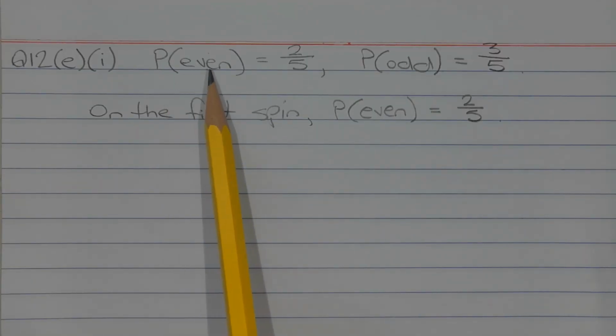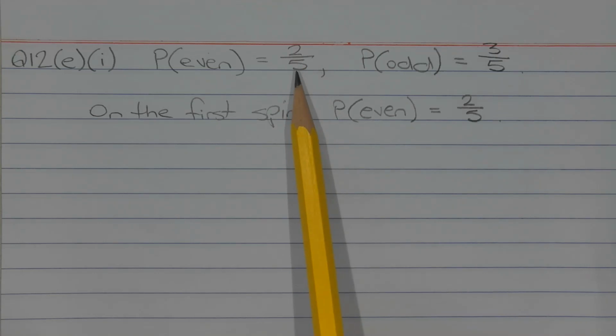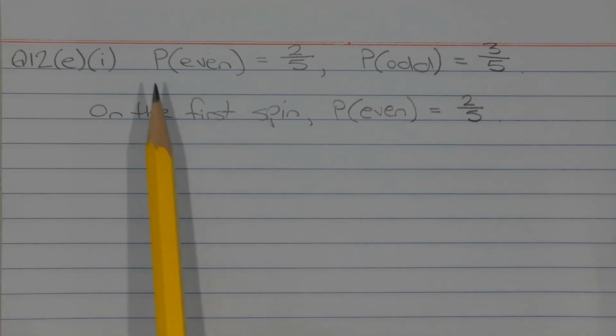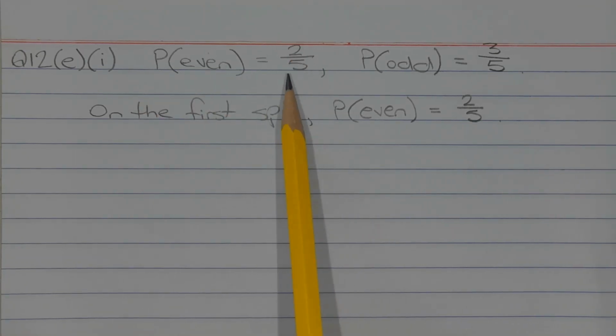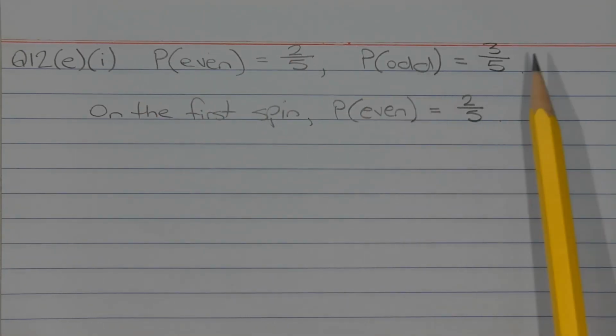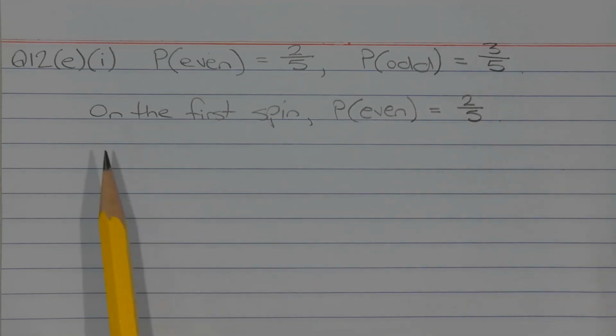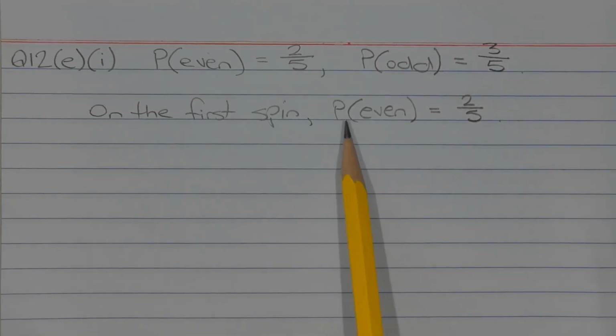The probability of an even number is 2 out of 5 because on the spinner there are only 2 even numbers, the number 2 and the number 4. So the other 3 numbers are odd, the numbers 1, 3 and 5. So the probability of an even number is 2 over 5 and the probability of an odd number is 3 over 5. Therefore on the first spin the probability of an even number is 2 over 5.